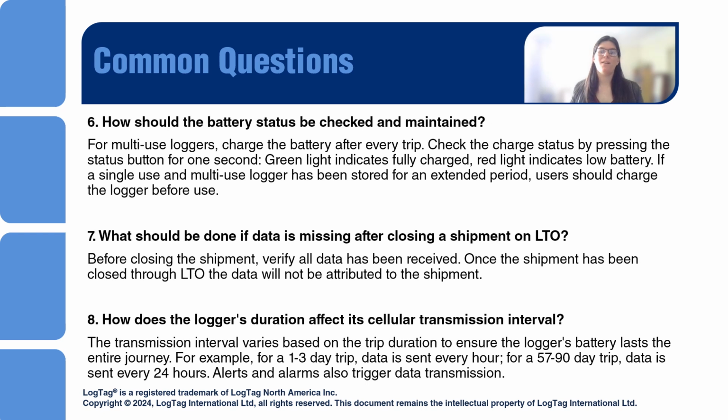Next question is, how should the battery status be checked and maintained? So for multi-use data loggers, charge the battery after every trip is our main recommendation. This makes sure that it's got enough battery to last the entire trip. You can check the status of the battery by pressing the status button for 1 second, as we've already gone through in the different indicators slide.